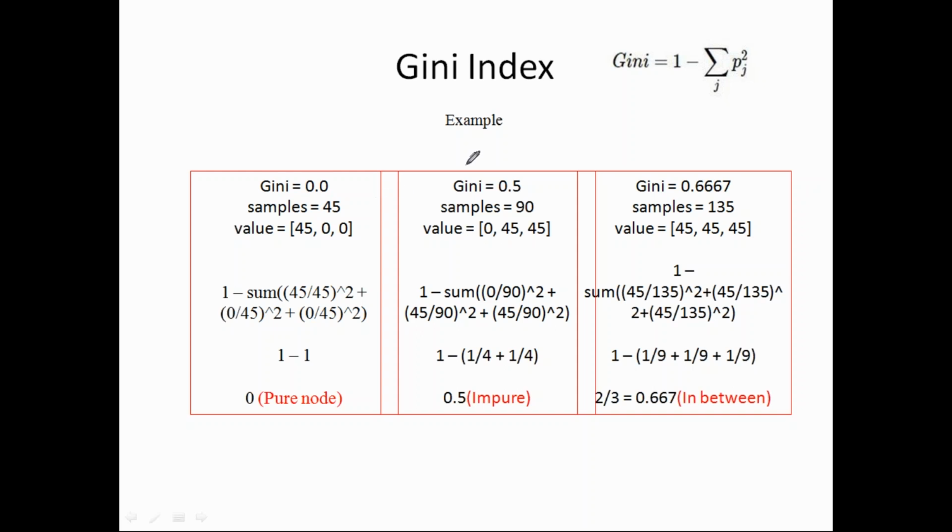Okay. Now in this case, if you see, the number of samples was 90, and the values in which they got split are 0, 45, 45.